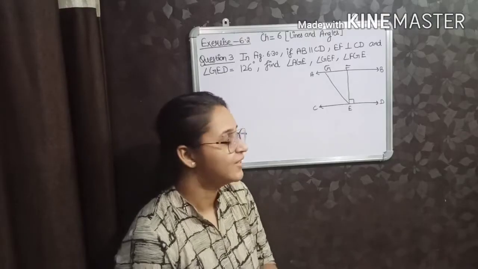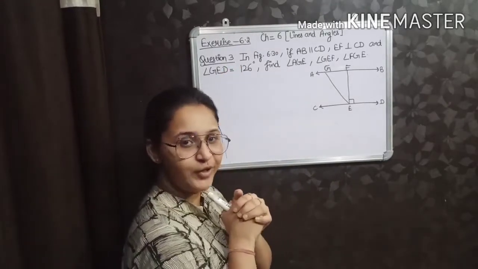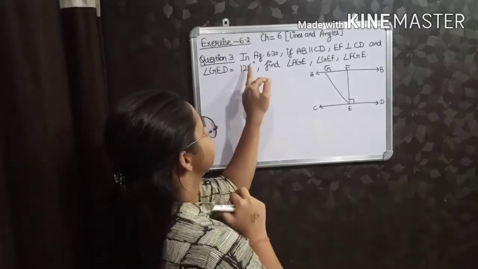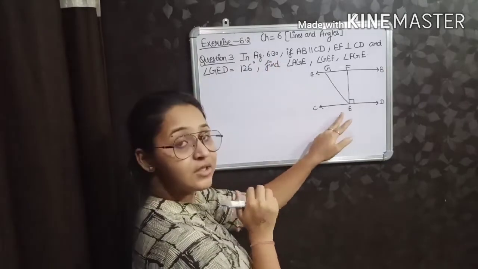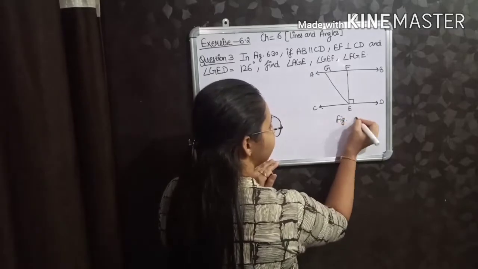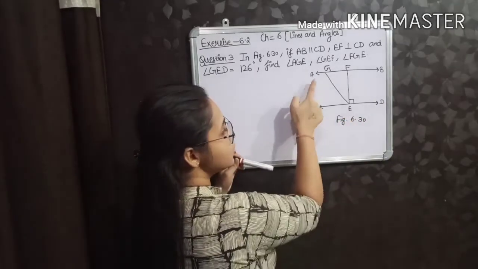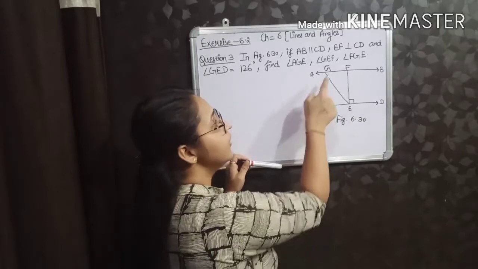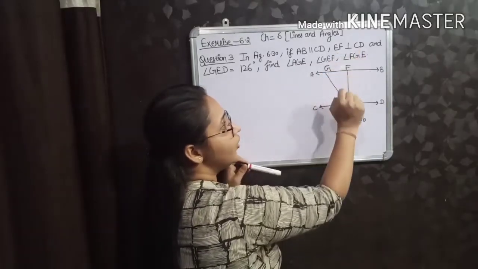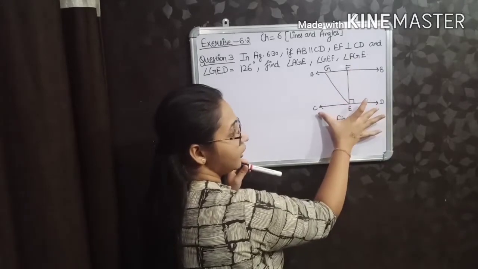Hi students, we will learn question 3 of exercise 6.2. Question 3 is in figure 6.30. This is figure 6.30. If AB is parallel to CD, these two lines are given to be parallel. EF is perpendicular on CD. This is EF and this is perpendicular on this line CD.